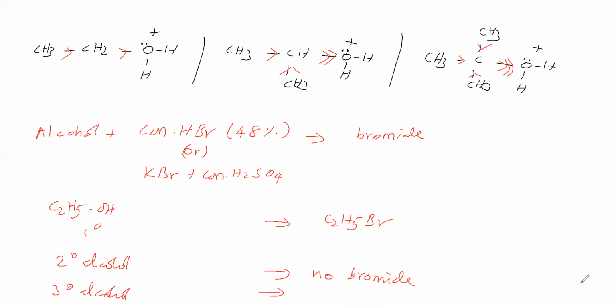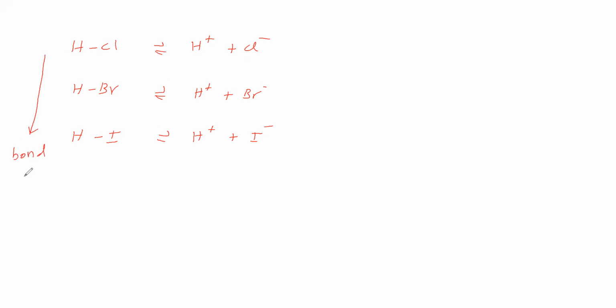Now we will take HCl, HBr, HI. HCl is a strong acid, therefore it gives H plus ions and Cl minus ions. HBr is a strong acid, so it will give H plus and Br minus. HI is a strong acid, so it gives H plus and I minus. Down the group, what happens to the bond strength? Bond strength decreases.